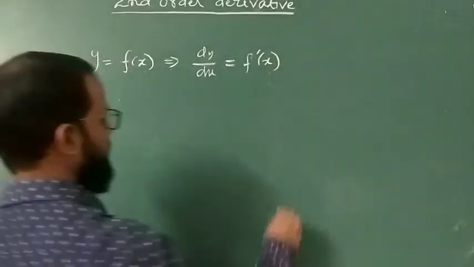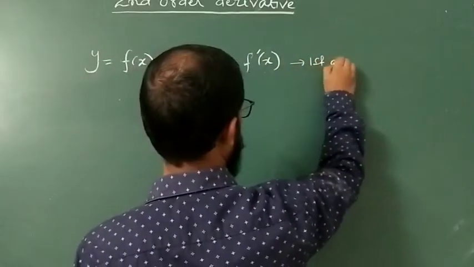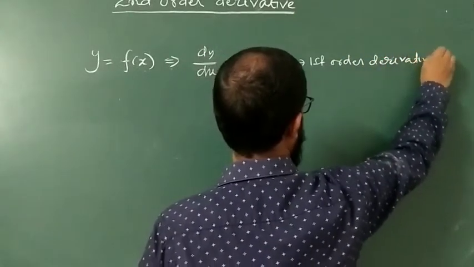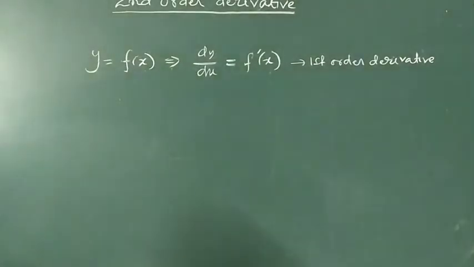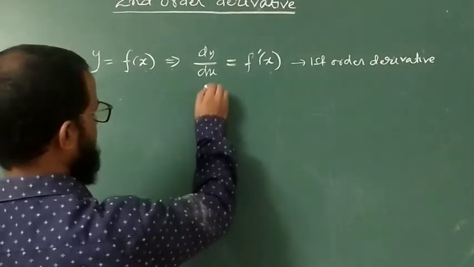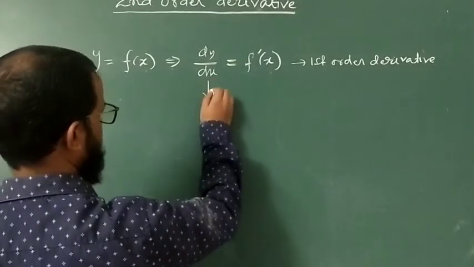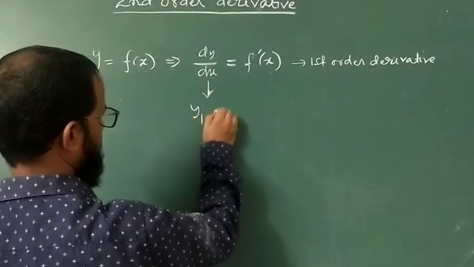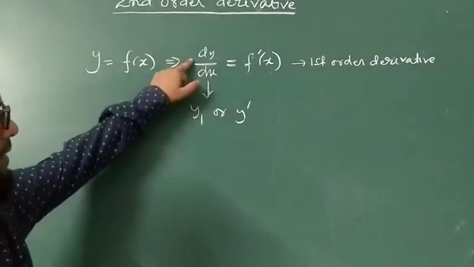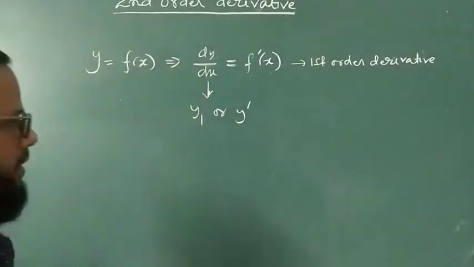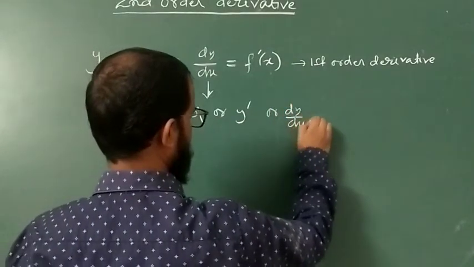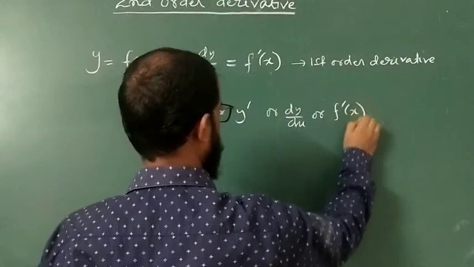This is called the first order derivative. We take the derivative once, that's why it is called the first order derivative. It is also denoted, this dy by dx, as y1 or y dash. In short, we can name it y1. y1 means dy by dx, or y dash means dy by dx. So y1 or y dash or dy by dx or f dash x are all first order derivative.